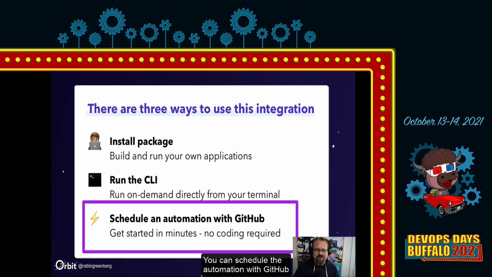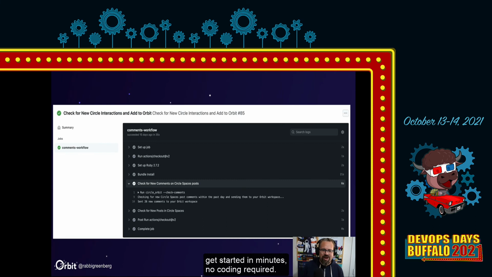And you notice the way we phrased it, because we don't use jargon like GitHub Action. We don't say schedule a GitHub Action workflow, because that language itself is also a bit jargony. We say you can schedule an automation with GitHub, get started in minutes, no coding required.